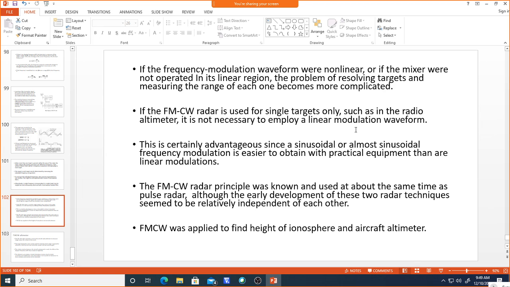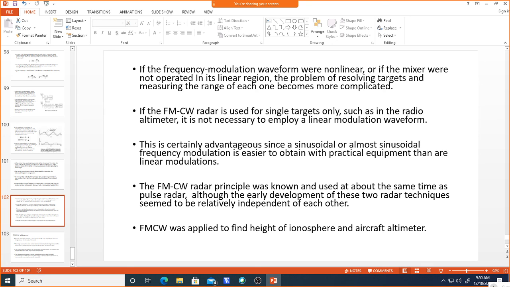Okay. And this is certainly advantageous, since a sinusoidal or almost sinusoidal frequency modulation is easier to obtain with practical equipment compared to linear modulation. Generally, we already know that in communication systems we use sinusoidal modulation.